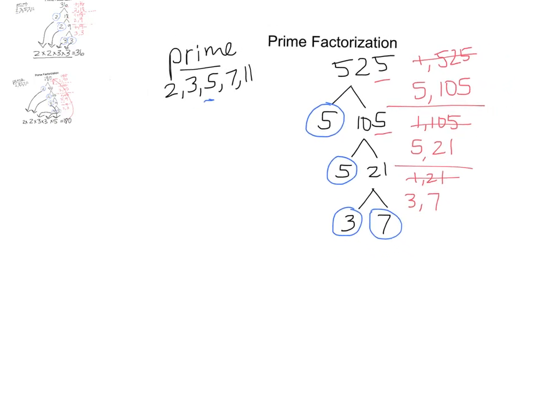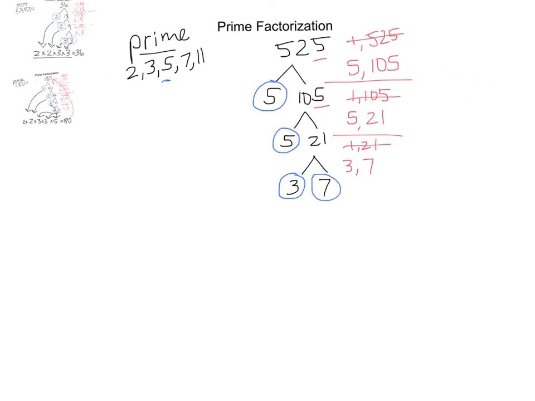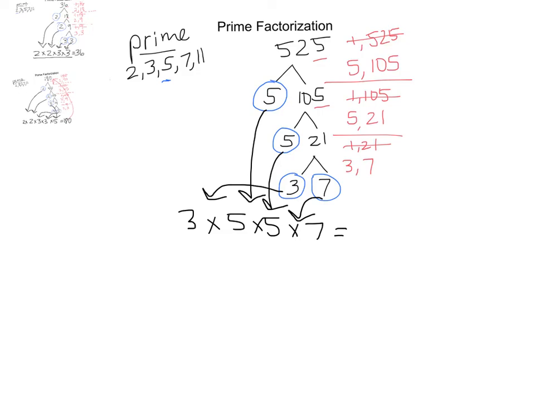Now again, I need to bring down my prime numbers to write the prime factorization. And we're going least to greatest. So 3 will be first, then my 5's, and finally my 7. That'll look like this. 3 times 5 times 5 times 7. That gets me 525.